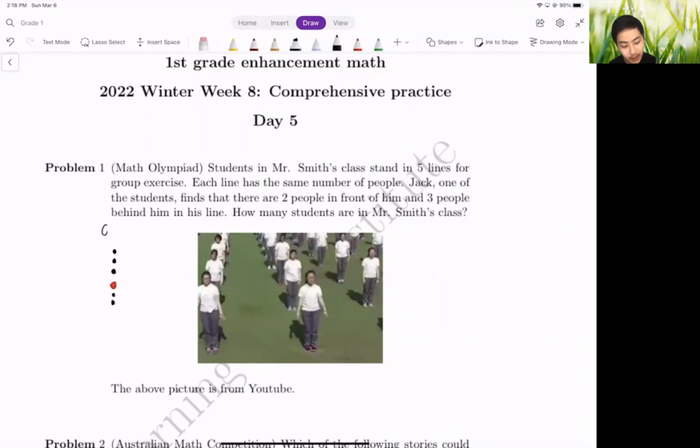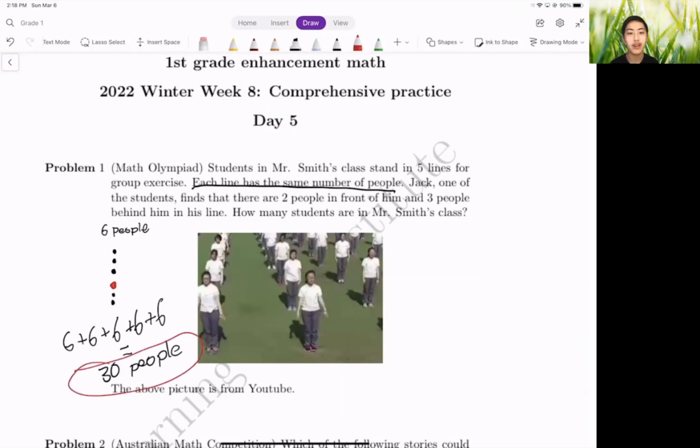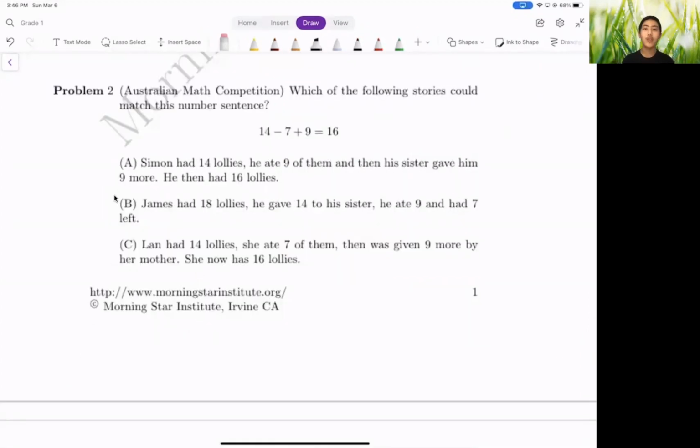And there are 6 people in each line. And it says that each line has the same number of people. And as we have just counted, there are 6 dots in each line. And there are 5 lines, then it's just 6 plus 6 plus 6 plus 6 plus 6 equals 30 people in Mr. Smith's class. So in total, there are 30 people in Mr. Smith's class. Problem 2. Which of the following stories could match this number sentence?